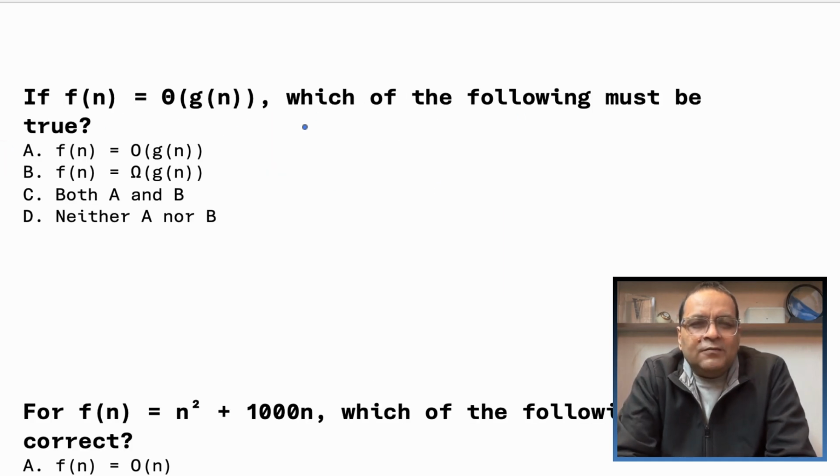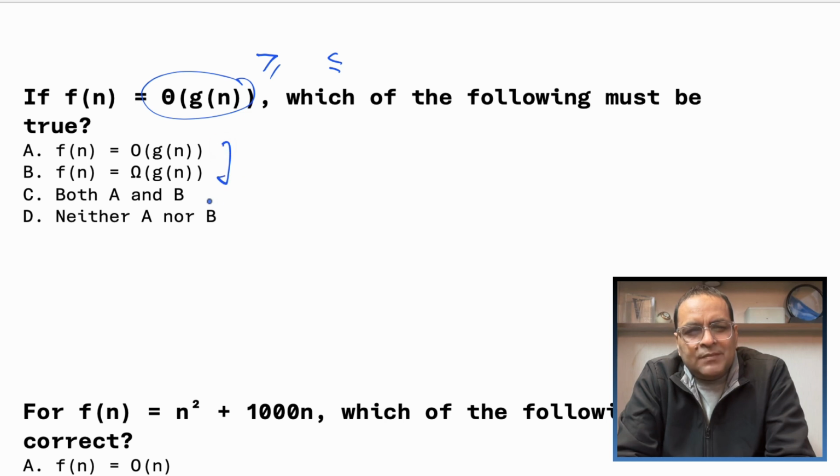If f(n) is theta of g(n), which of the following must be true? f(n) is big O of g(n), f(n) is omega of g(n), both A and B, neither A nor B. We know that if it is theta of g(n), then it is also greater than or equal to, and it is also less than or equal to. Therefore, both of these statements are correct. So option C is the best option.